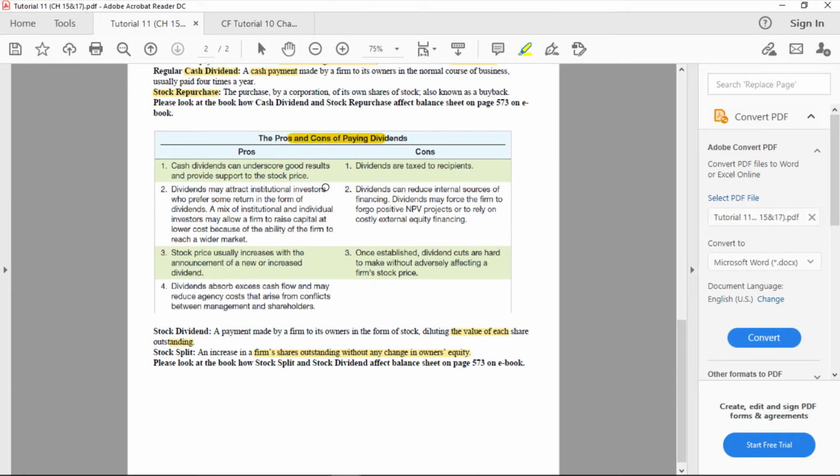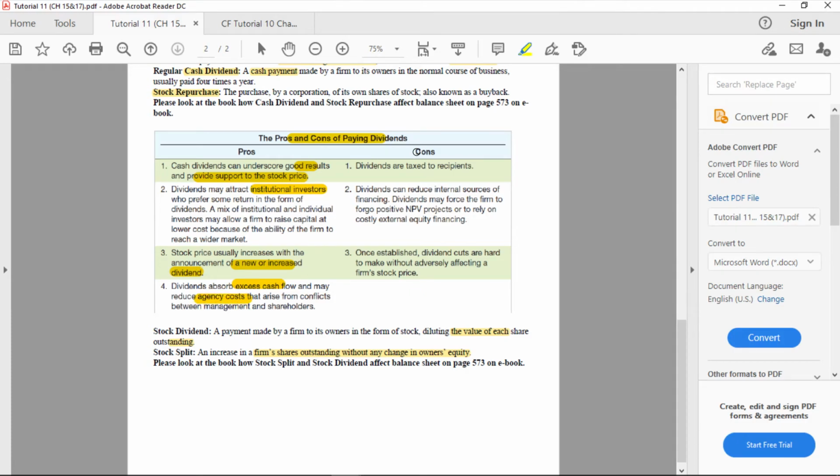The pro is that cash dividends can underscore good results and provide support to the stock price. Investors will be more likely to buy a stock with a regular cash dividend. Second, dividends may attract institutional investors, let's say banks or investment bankers, which will bring a huge amount of money into the firm. The third is that stock price usually increases with the announcement of a new or increased dividend, because people will buy more stocks, so the price will increase. And dividends will absorb excess cash flow and may reduce agency costs that arise from conflicts with the management. There is a more comprehensive explanation about agency costs, so I won't go really deep into this.